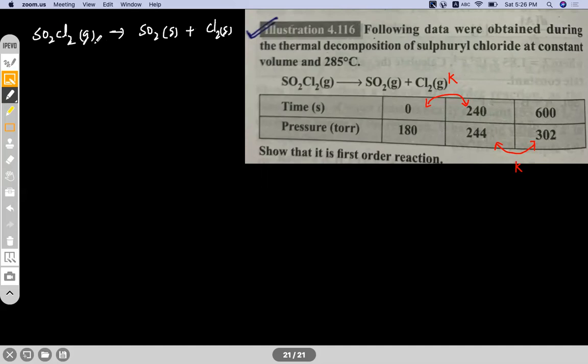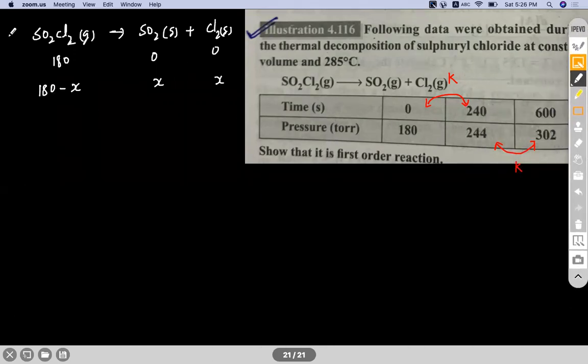So initially, obviously it is given, 180 is the initial pressure. Since it is not mentioned, I'm assuming only SO2Cl2 is present. There is no SO2, there is no Cl2. Now, when the reaction proceeds, this SO2Cl2 dissociates, giving 180 minus X, X, and X. This is at T equals 0, and this is at T equals 240 seconds. At this time, the total pressure is given.